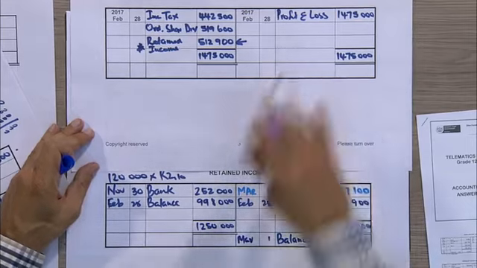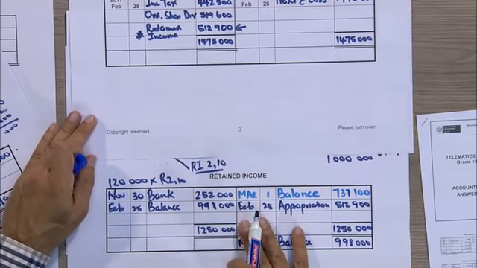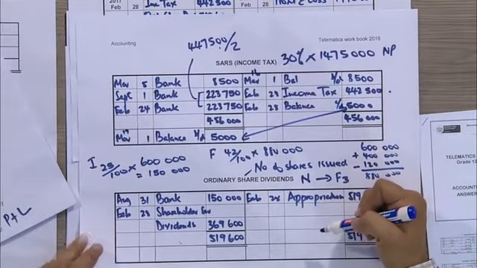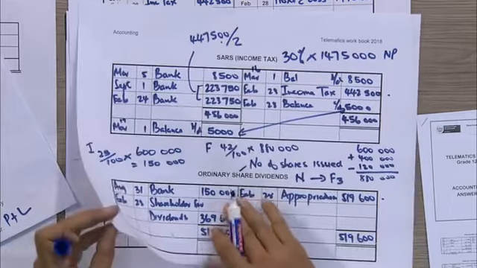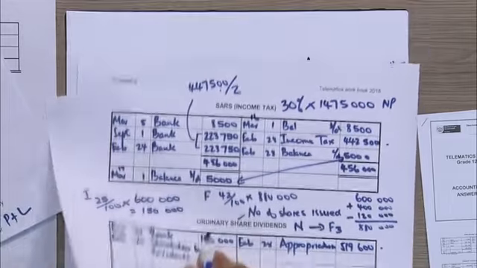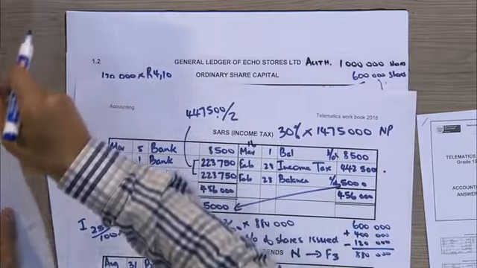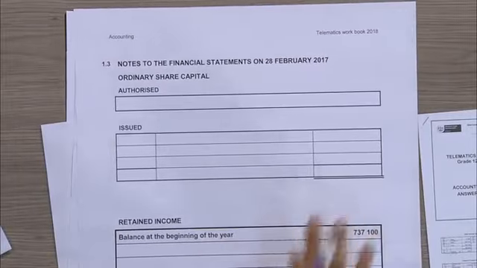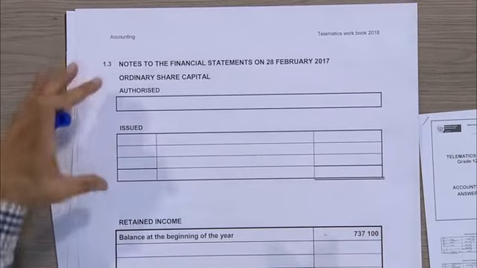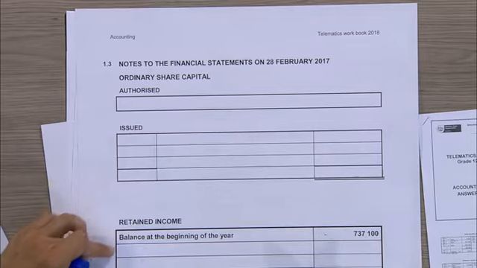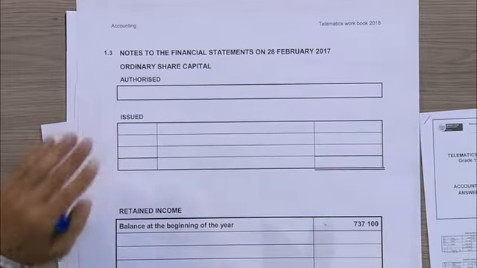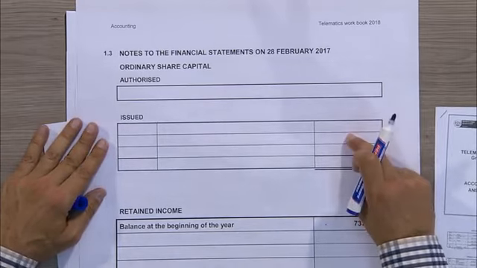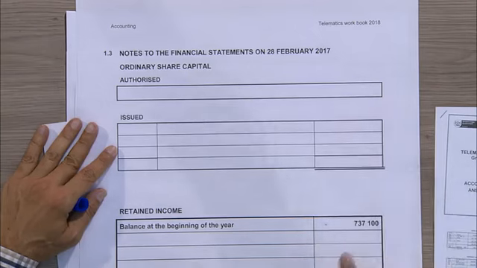Okay, so we've got the income tax, the appropriation, the retained income, your SARS, and the ordinary share dividends. All this information we have to plot straight onto the retained income note and the ordinary share dividend note. This information is exactly the same as the ledger that we did. So it's going to be a note for ordinary share capital and a note for retained income, which should be the same as the ordinary share capital account and the retained income account.